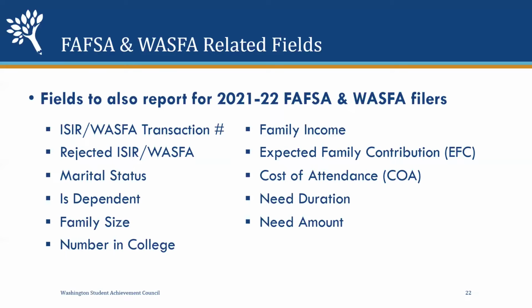Other fields to report, you can see on this, we still want you to continue to report the ISA or WSFA transaction number. This is really important because this is how we compare the FAFSA information to the unit record information. The rejected ISA or WSFA, marital status, are they dependent, and need duration, need amount, cost of attendance. All information that needs to be reported.